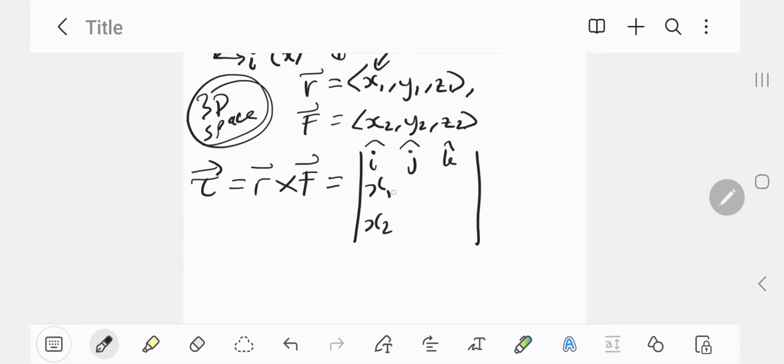X1, X2. These are the two components of the R and F vectors. Similarly for Y, the J hat vector, y sub 1, y sub 2. For k, that's z, so z1, z2.